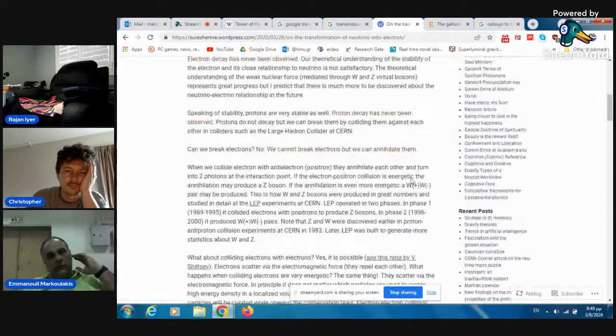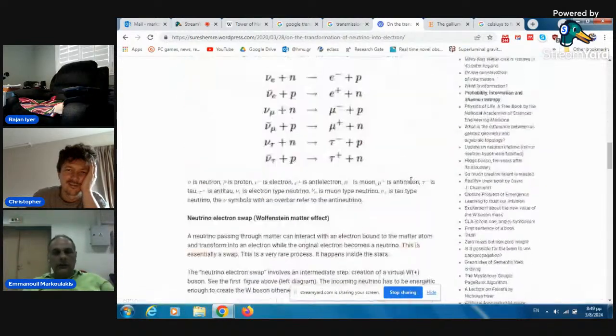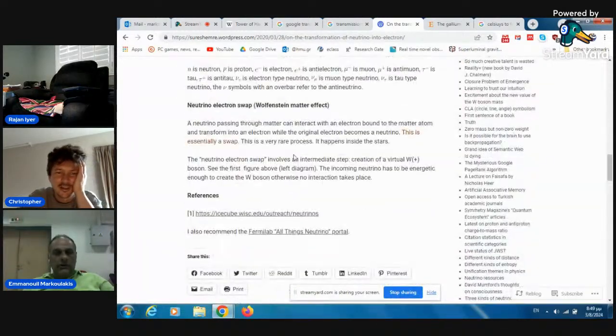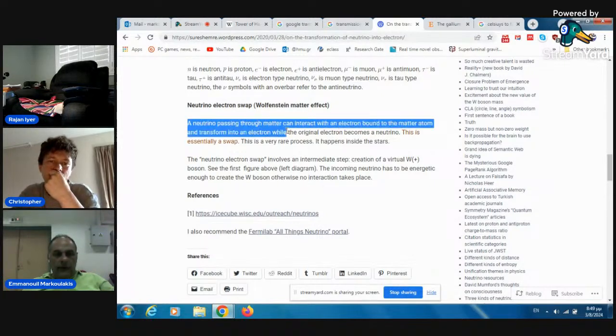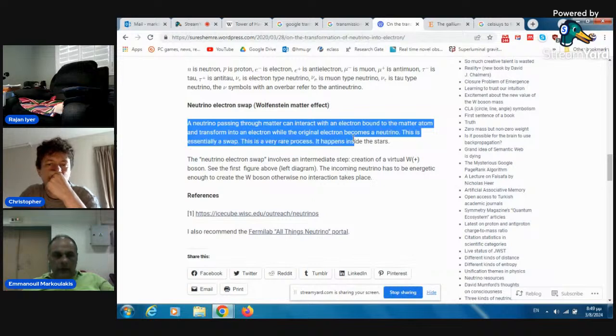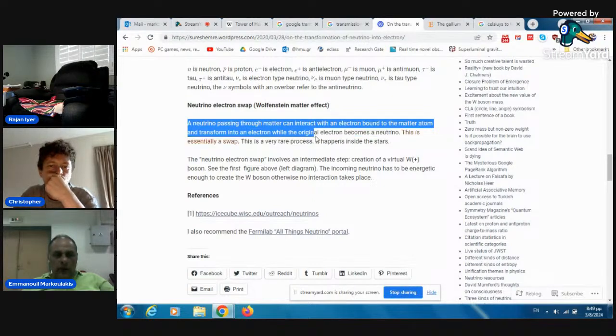They don't get it. But there's actually another process here, and that's why I asked the question. It's called neutrino electron swap. It's the Wolfenstein-Mikheyev-Smirnov matter effect. A neutrino passing through matter can interact with an electron bound to the matter atom and transform into an electron, while the original electron becomes a neutrino.